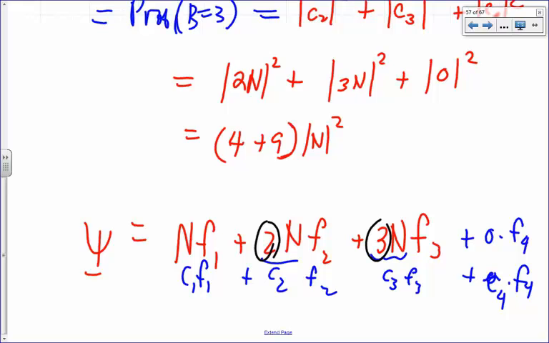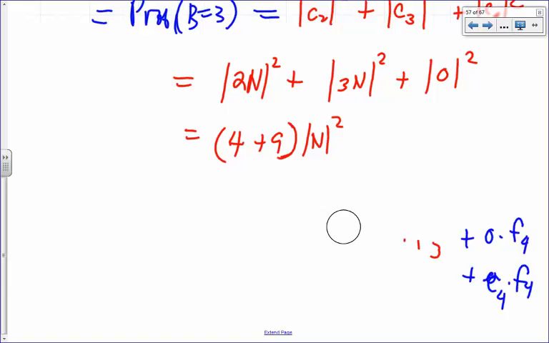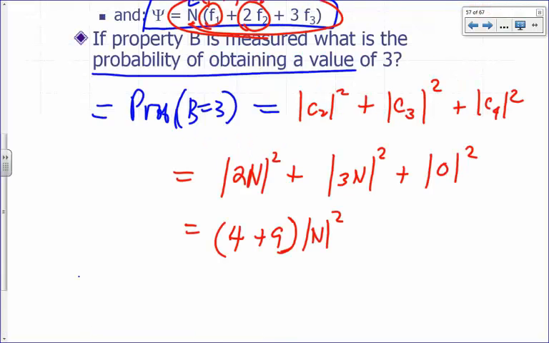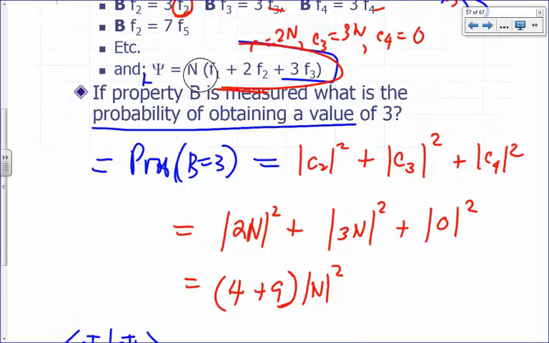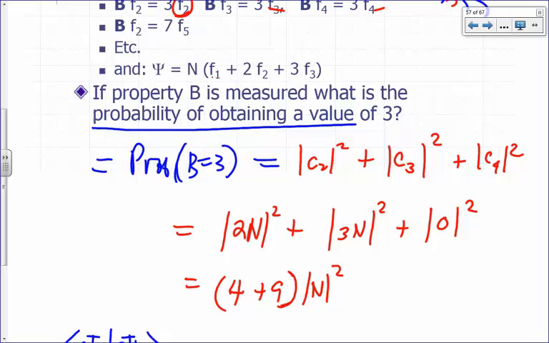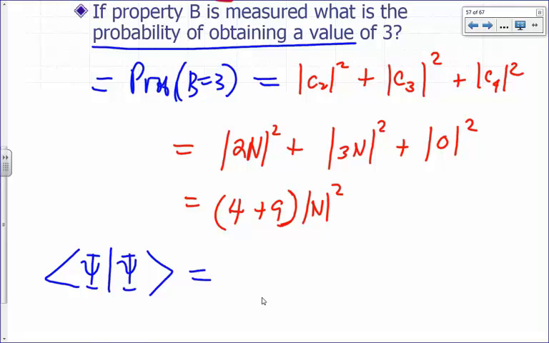So what do we do to determine the absolute value of N squared? We normalize the function, right? Psi must be normalized. So what do you remember from the normalization? The integral of psi star psi d tau is equal to what? If your functions are an orthonormal set, since f1, f2, and f3 are part of an orthonormal set, what is this integral equal to?